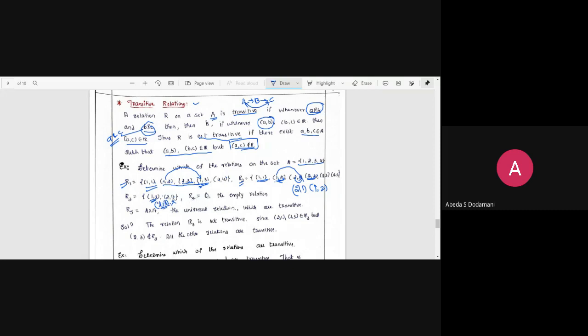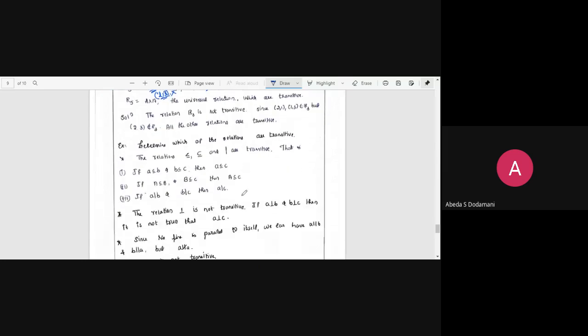Okay, then R4 is an empty relation, so there are no such elements which are present or absent because of which we can tell that it does not belong, hence it is always transitive. And the universal relation, as you know, contains all the possible pairs, hence it is always a transitive relation. So what is not transitive here? R3 is not transitive. Okay, so like this you should see the problems and analyze which are related, which are not related.